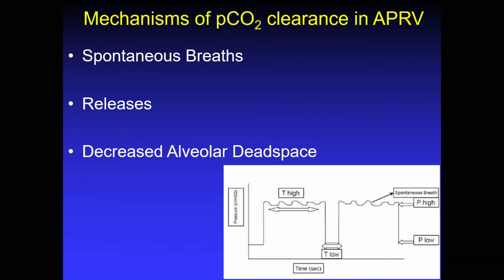Prior to moving on, I think it's important to reiterate how ventilation occurs with APRV. Carbon dioxide is offloaded through three mechanisms with APRV. Number one, like with plain CPAP, through spontaneous breaths on top of continuous positive airway pressure. And so something to think about if you're struggling with hypercapnia is to be sure that, unless there's some contraindication otherwise, we're allowing the patients to breathe spontaneously.